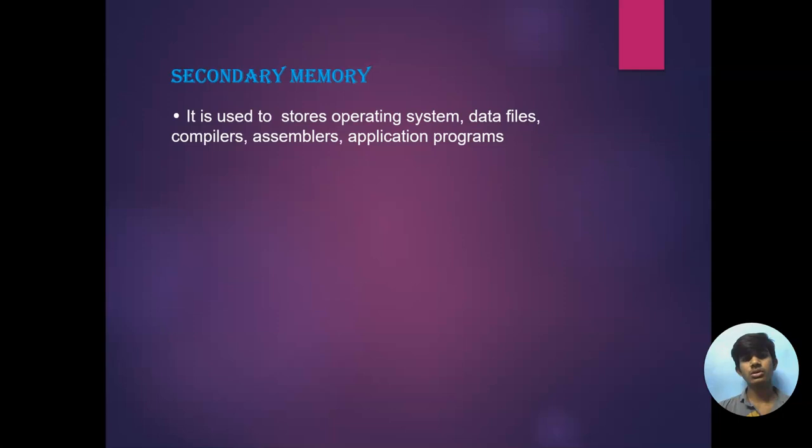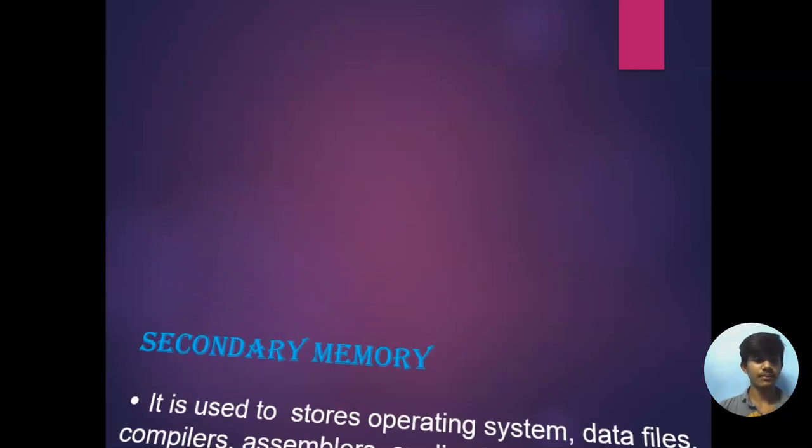Next is secondary memory. It is used to store the operating system, data files, compiler, assembler, and application programs. The secondary memory is used to store the processed data. What we gave as input and the CPU processed, that processed data is stored in secondary memory, which is non-volatile in nature.